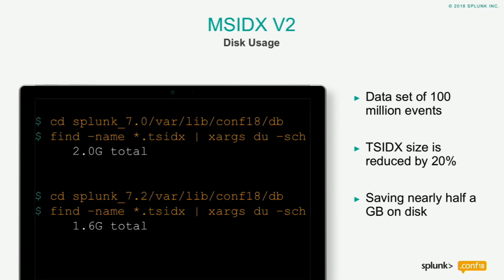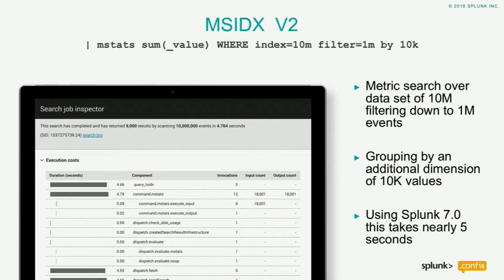And we can actually see this space savings in our buckets. So using 100 million metrics, the disk usage for my benchmarks actually dropped by nearly half a gigabyte over MSIDX v1. So 20%, not too bad. But you probably didn't come for space savings, so let's get on with the benchmarks.